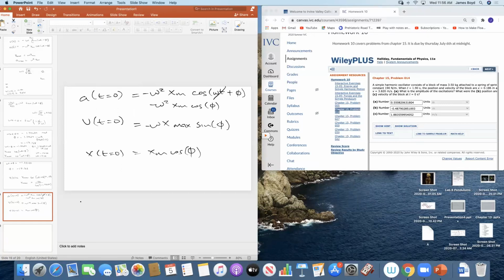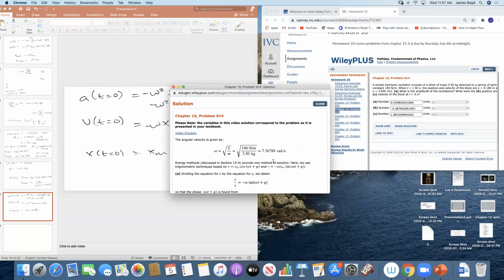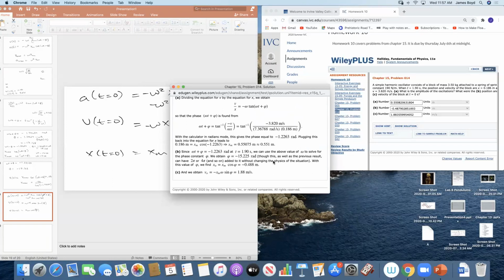And I'm still being stupid. 0.5508, right? Times cosine of negative 17.168. What are you doing to me? Something weird's happening here. Why did they get minus 15? Did I do something stupid?